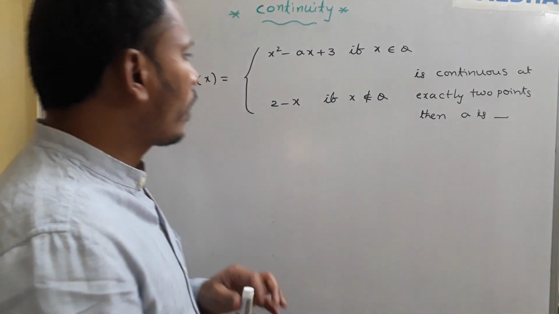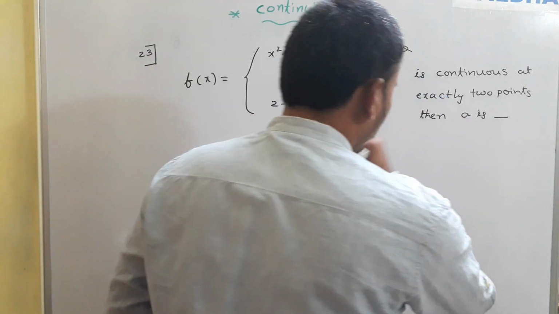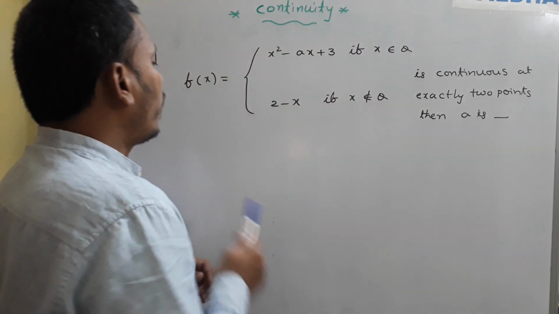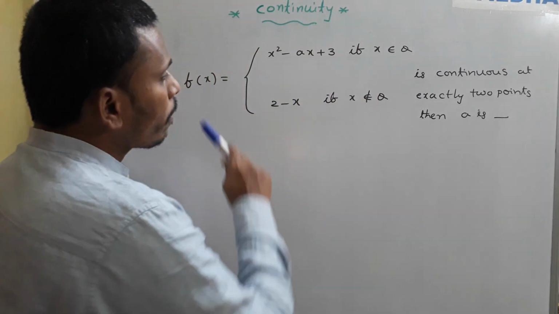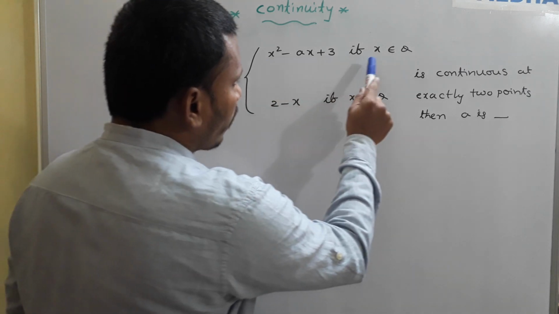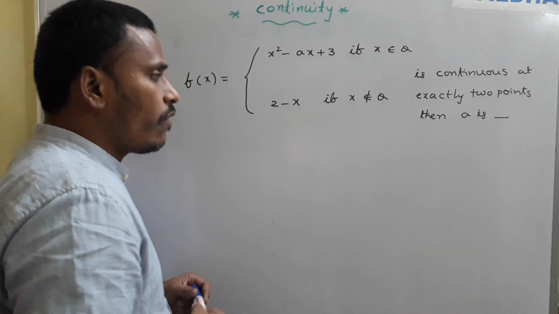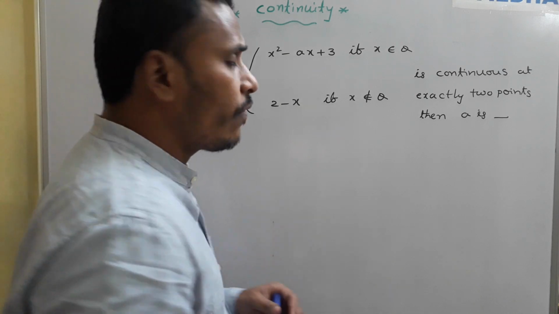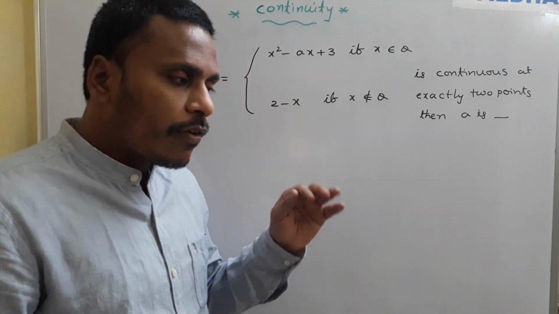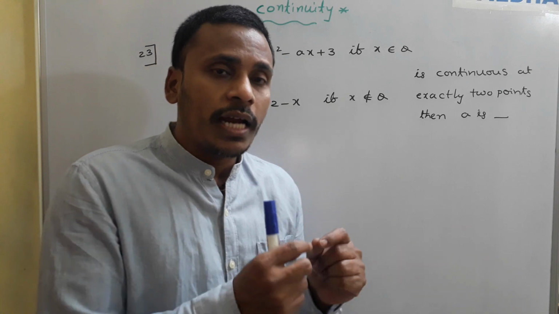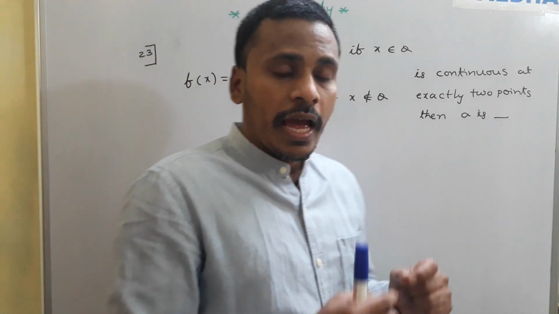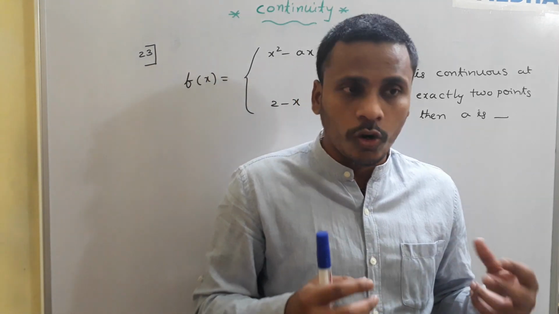Look at this. This function is continuous at exactly 2 points, and the function is defined with one definition for rational values of x and with another definition for irrational values of x. See, we already did this type of problem. If a function is continuous, its behavior is the same at each and every point and in its surroundings.